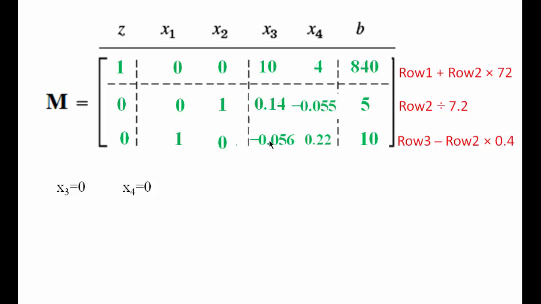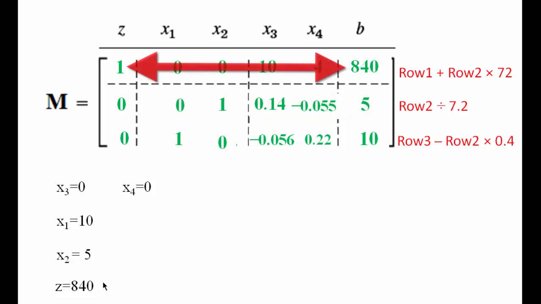And since we have these two non-basic variables, x3 and x4, we write their values equal 0. And x1 equals 10, and x2 equals 5. We do this just as we did in the previous case. Now this value of z is the optimum value because we don't have any more negative numbers in the first row.